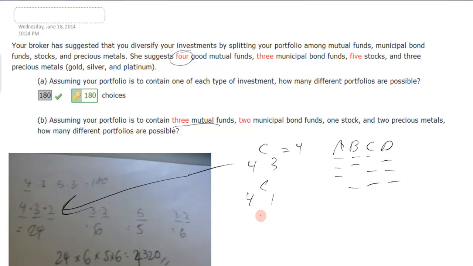So you'll notice if you compare and contrast part A to part B, in part A, we're taking 1 of each type. So out of the 4 mutual funds, choose 1 of them. Here we're taking 3 mutual funds, so out of the 4, choose 1 to exclude. It gives you the same number either way. You'll notice that this is true for every single one of these. So, therefore, this answer is going to be 180.